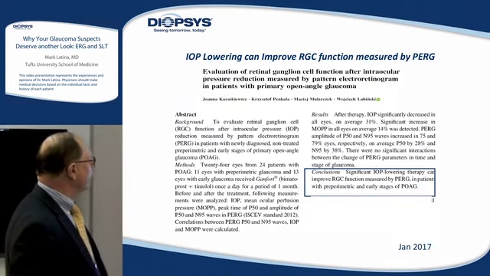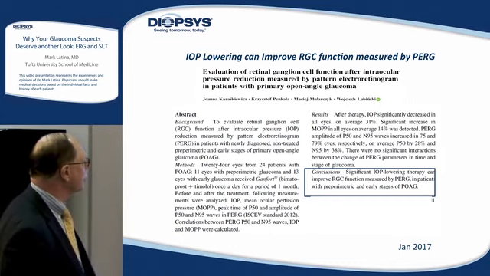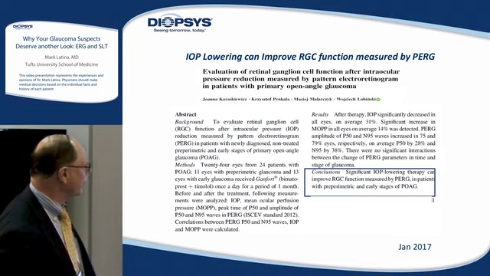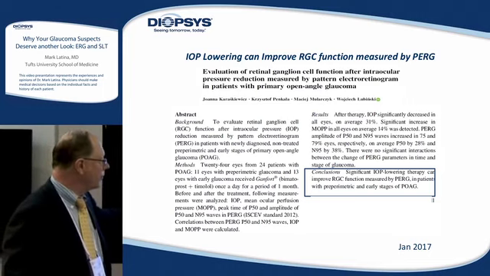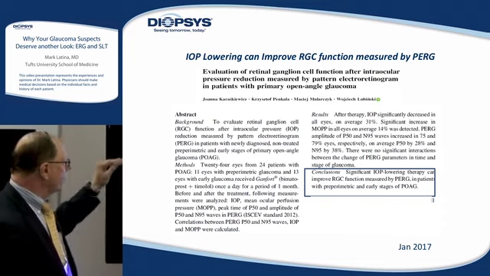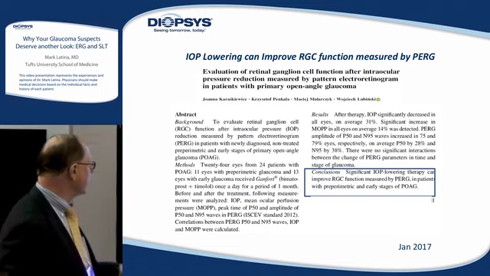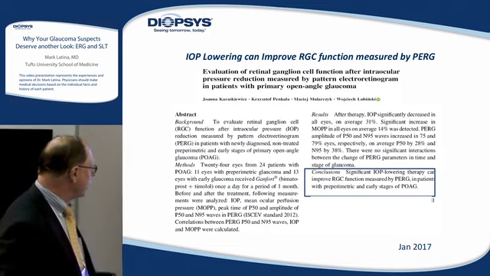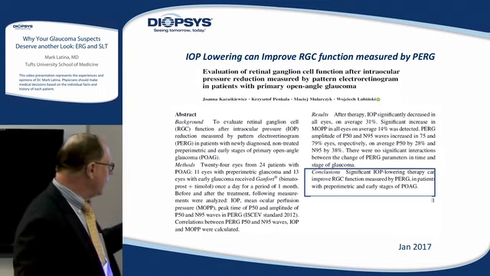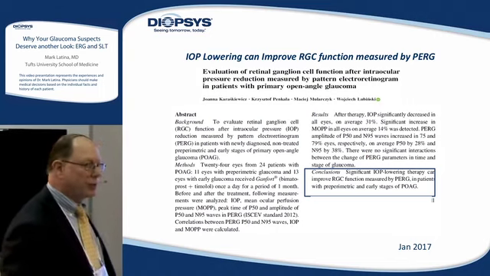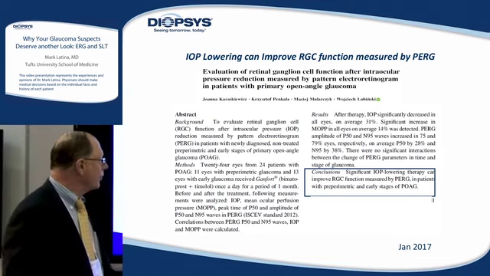This was another study. IOP lowering can improve retinal ganglion cell function measured by pattern electroretinogram. In this case, they used a transient pattern electroretinogram. What they found was in this group of 24 patients with pre-perimetric glaucoma, they had elevated pressures. They gave them Ganfort, which was bimatoprost plus timolol. They looked at their PERGs before and afterwards.